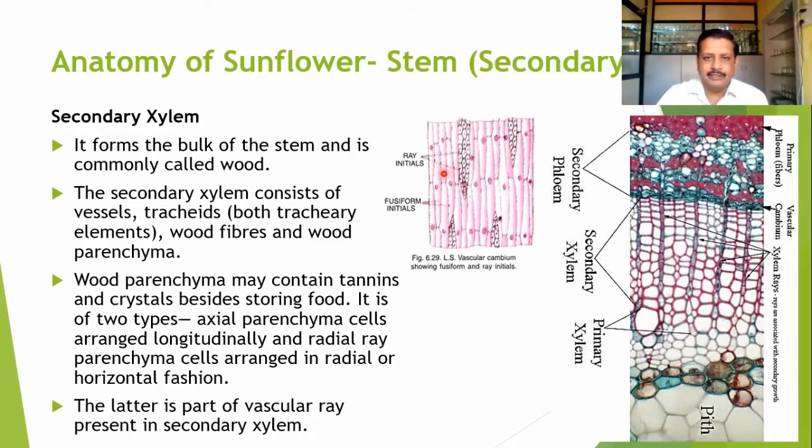आता इथं आपल्याला जो आपण घेतलेला आहे LS of the vascular cambium इथं दाखवलेला आहे. These are all the ray initials. आता LS आणि TS याच्यामध्ये बेसिक फरक काय? LS is nothing but the vertical section and TS is nothing but the ट्रान्सवर्स, ज्याला आपण आडवा सेक्शन म्हणू.